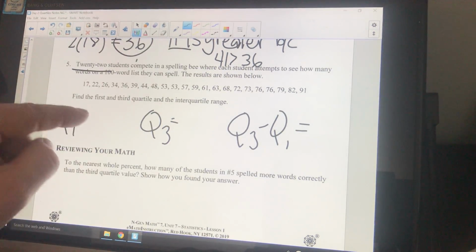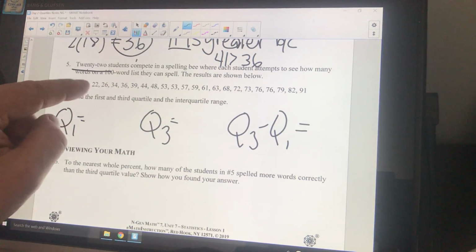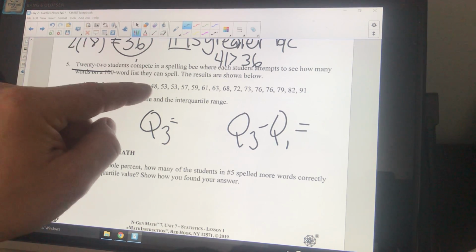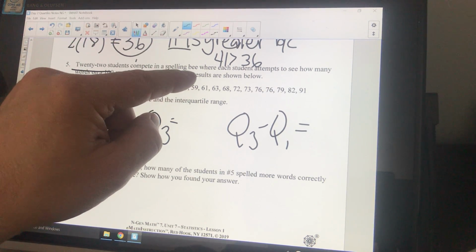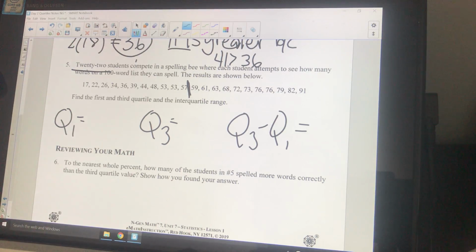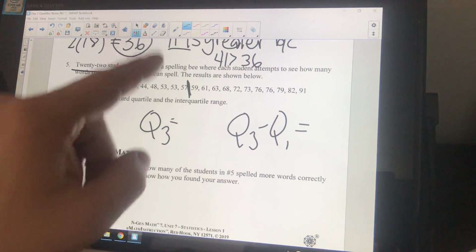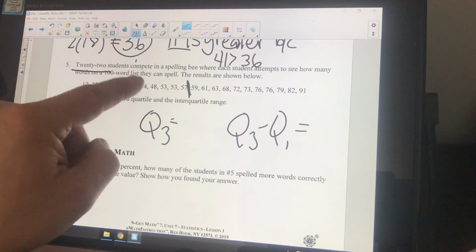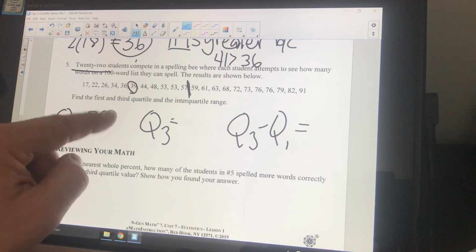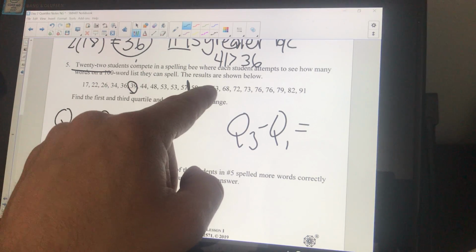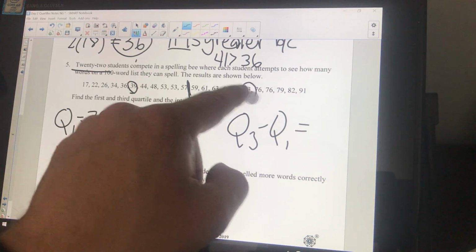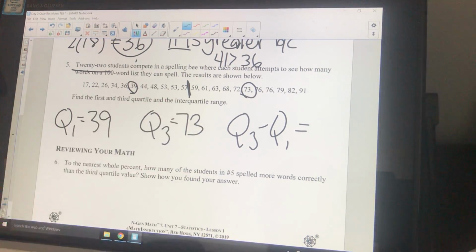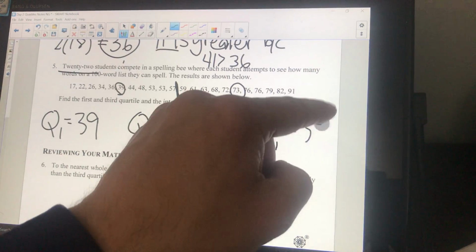Hopefully you're getting used to this, okay? 22 students, so 1, 2, 3, 4, 5, 6, 7, 8, 9, 10, 11, and 11. Okay, that just tells us Q2, right? It would have been 58. 1, 2, 3, 4, 5, 6. That means 39 is Q1. 1, 2, 3, 4, 5, 6. That means 73 is Q3. 73 minus 39, the interquartile range is 34.